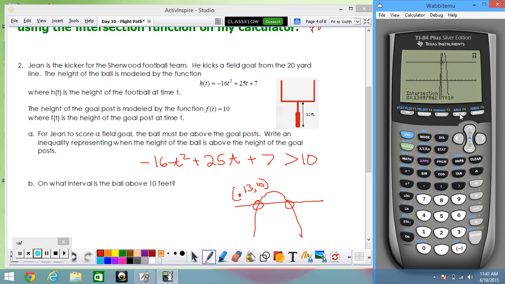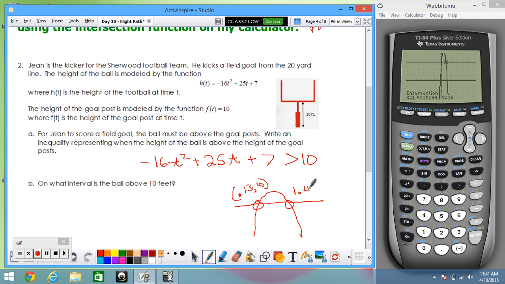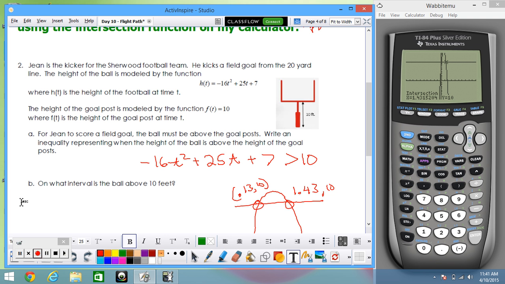Let's find the other one. Second trace, 5, first curve, second curve, arrow, arrow, arrow, arrow, arrow. Come on, Blinky. That looks good. See how it's like right there? All right, we've got 1.43 comma 10. So on what intervals is the ball above 10 feet? Typing time.